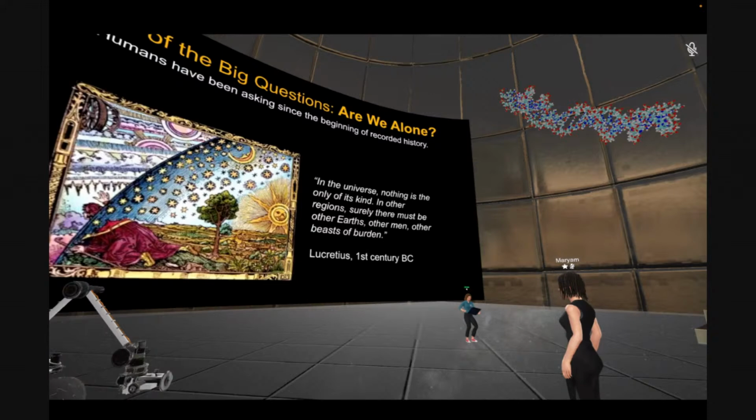As an example, I will read you this quote by Lucretius in the 1st century BC, who said, "In the universe, nothing is the only one of its kind. In other regions, surely there must be other earths, other men, other beasts of burden." This is really fundamental to the curiosity that we have as a human race, and it's a really exciting field to be part of.